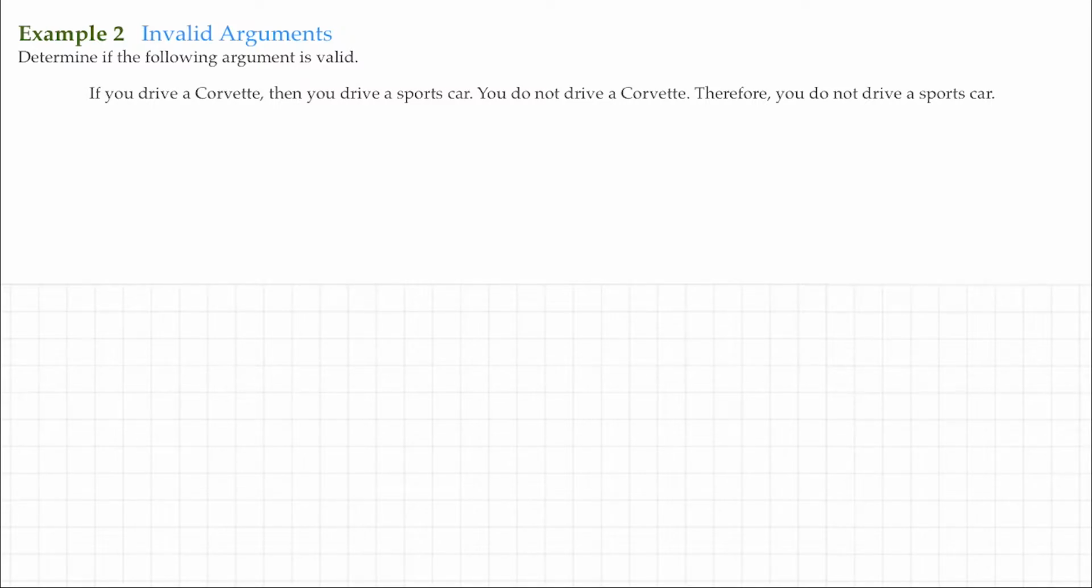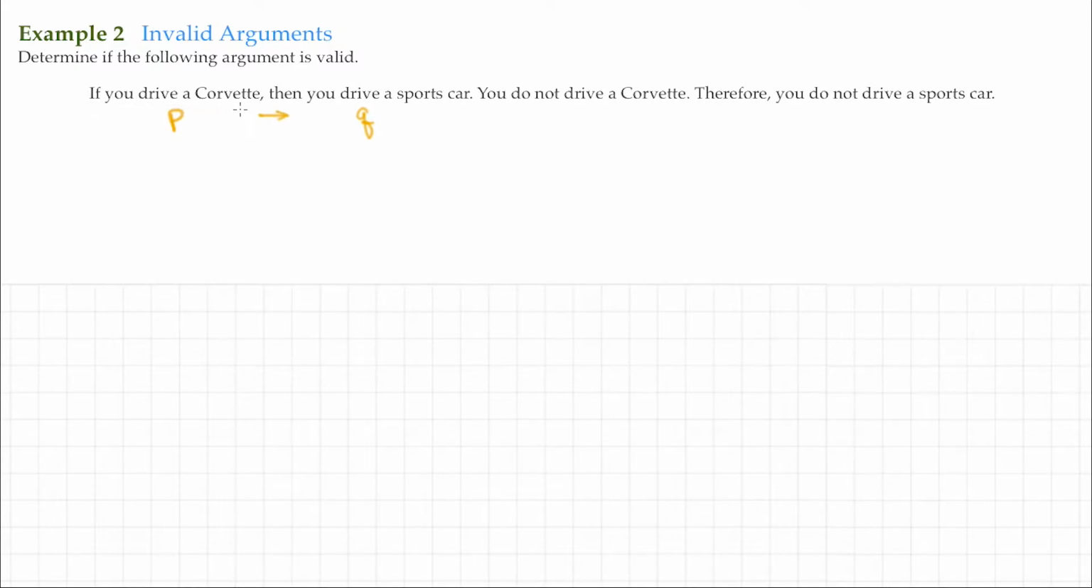But of course, we'll go ahead and use our truth values, but let's point out our simple statements. You can see right here, you drive a Corvette. That is going to be our first simple statement. We'll just go ahead and label that as P. And of course, it says if you drive a Corvette, then you drive a sports car. So here is our second simple statement. That's going to be Q. And of course, you could see that this is a conditional statement. So this is our first premise here.